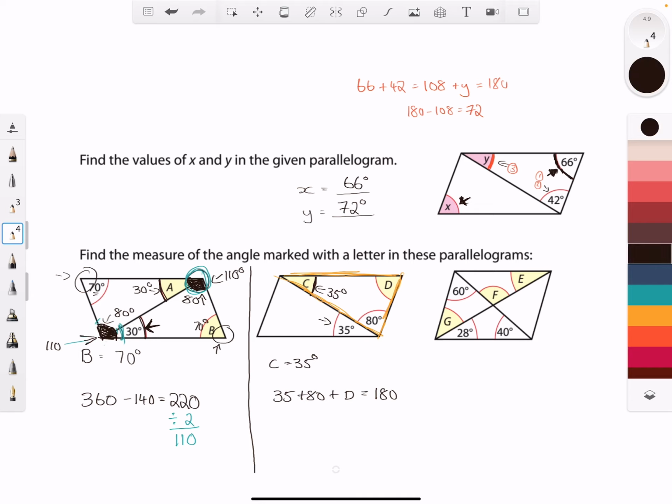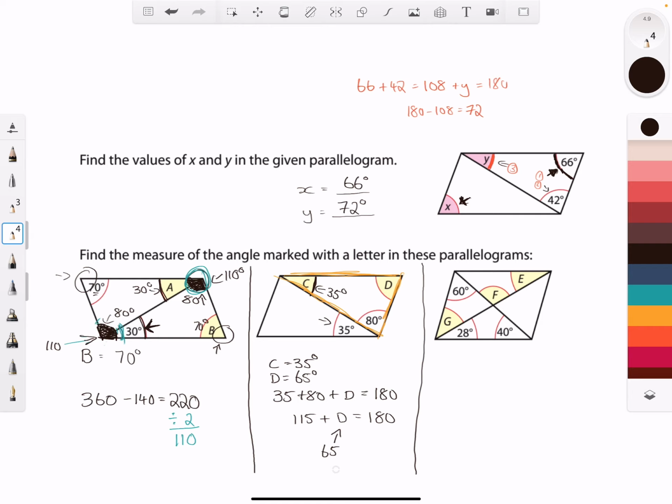115 plus D equals 180. So what could D be? What do you add on to 115 to make it 180? You would add on 65, right? 65. That means that D is 65 degrees. Okay, let's go on to the next one.